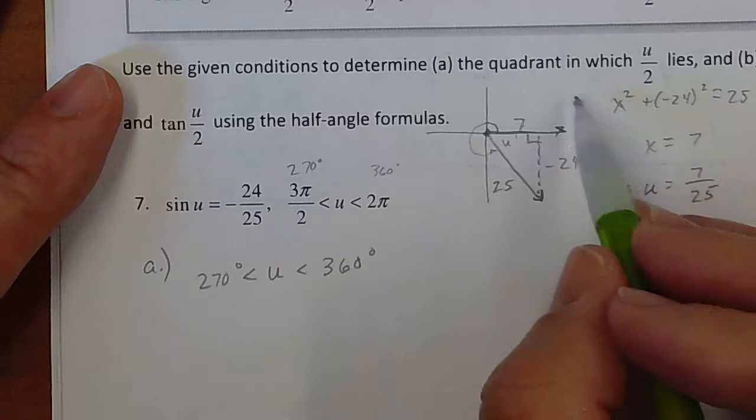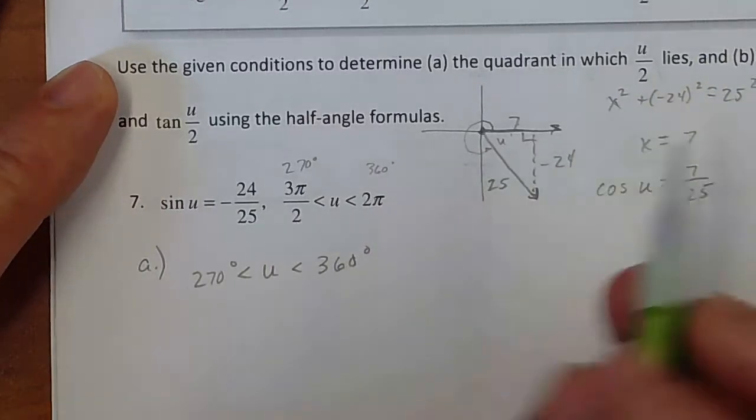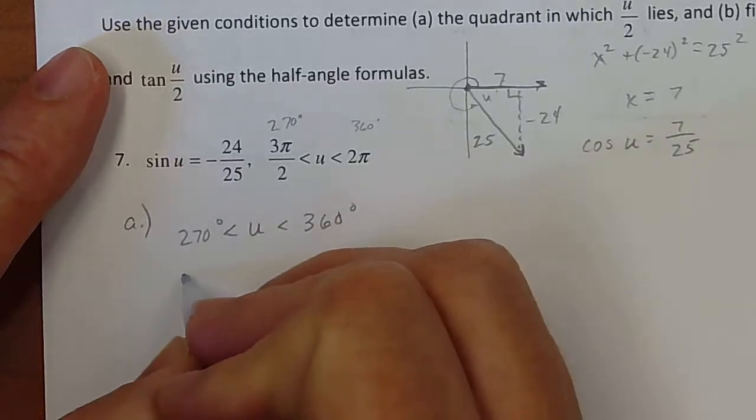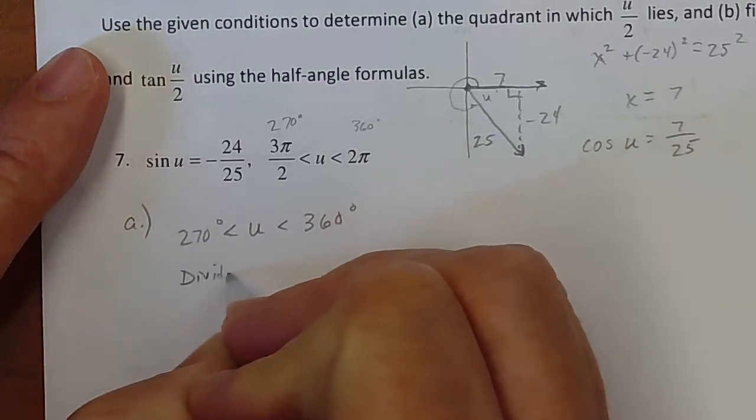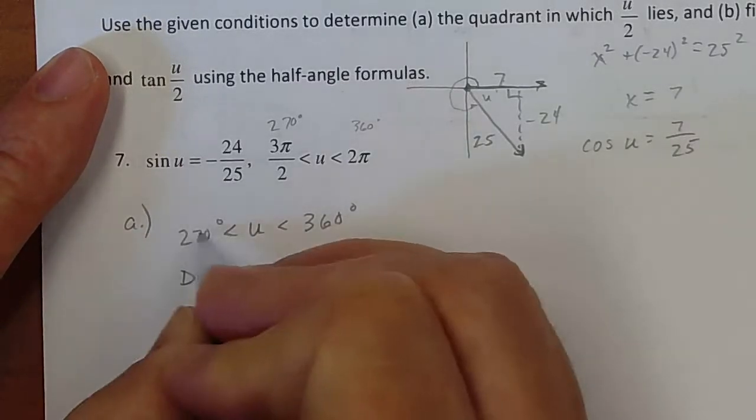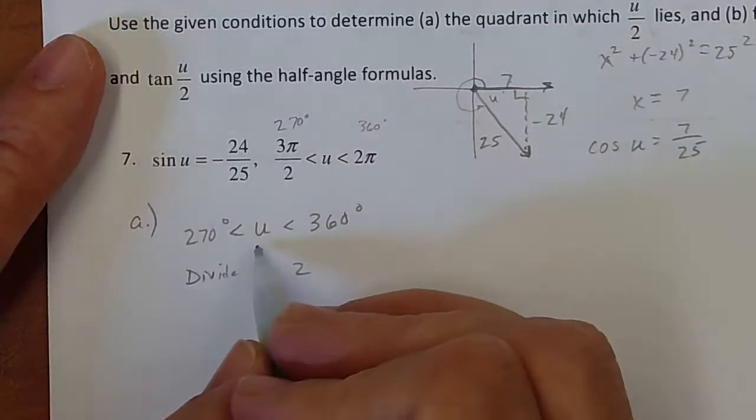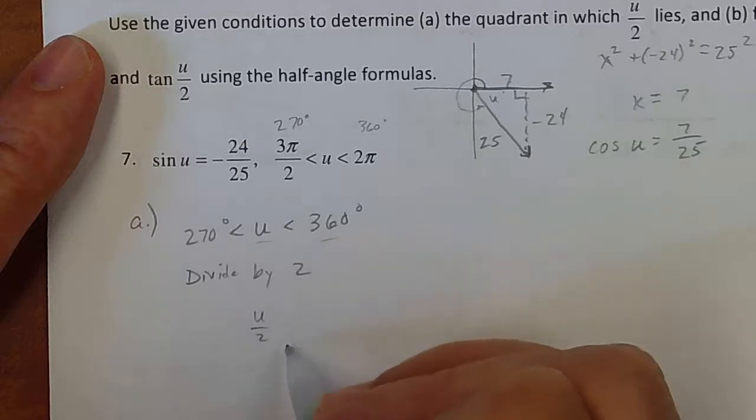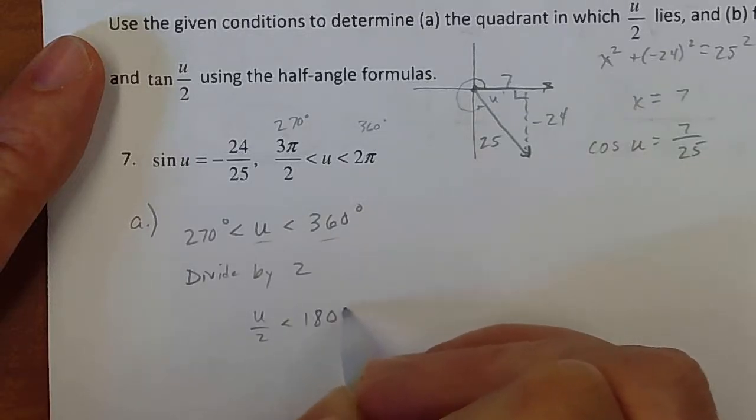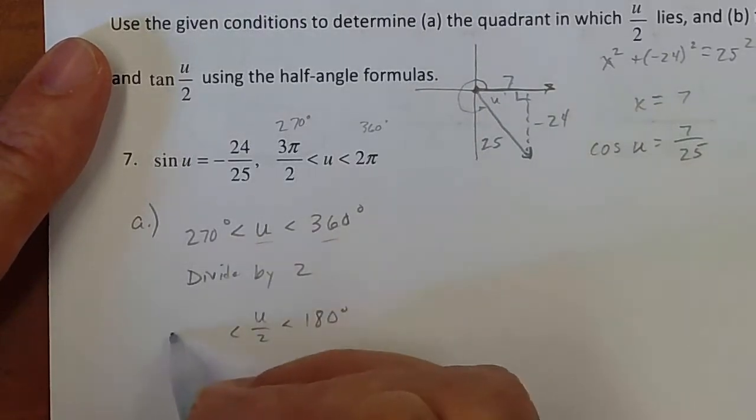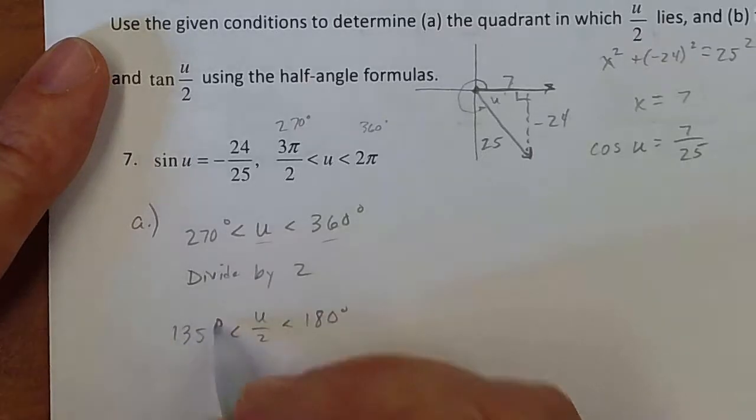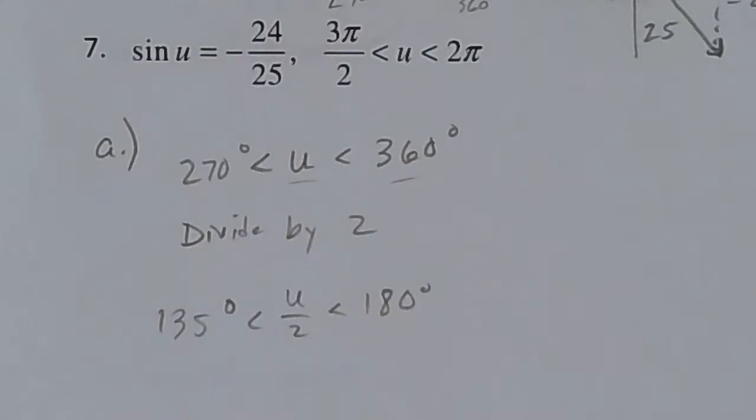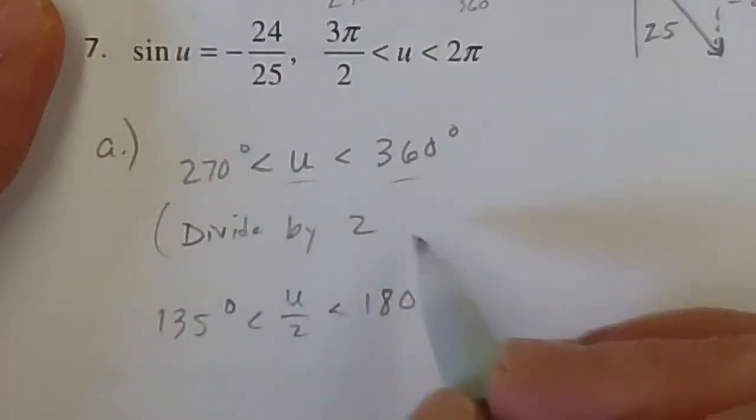Okay, but they're asking, where does the half angle lie? Well, we can create another inequality for the half angle by dividing this by 2. So divide all of these, all three pieces, by 2. Because if I divide the middle by 2, I get the half angle. Divide this by 2, I get 180 degrees. And divide that by 2. Okay, so that's what you need to do for part A.